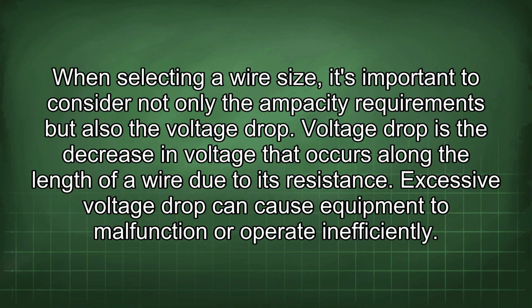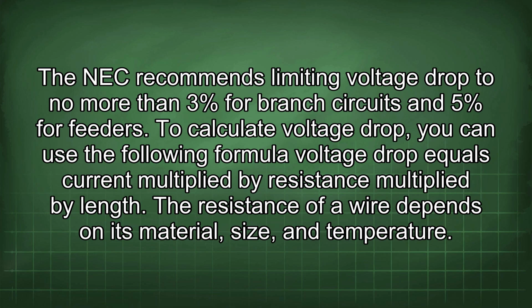When selecting a wire size, it's important to consider not only the ampacity requirements but also the voltage drop. Voltage drop is the decrease in voltage that occurs along the length of a wire due to its resistance. Excessive voltage drop can cause equipment to malfunction or operate inefficiently. The NEC recommends limiting voltage drop to no more than 3% for branch circuits and 5% for feeders.